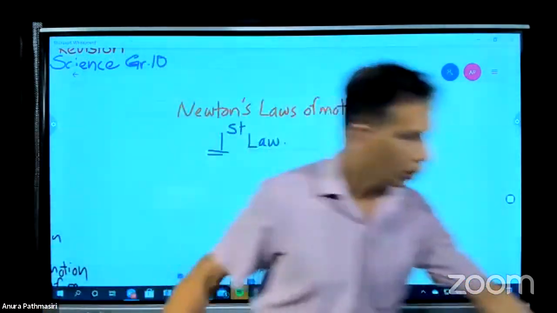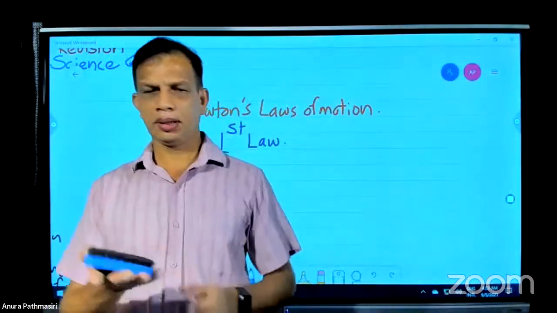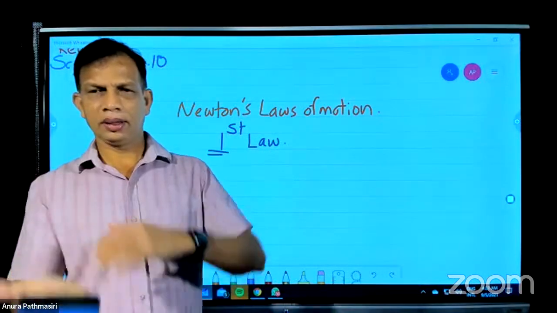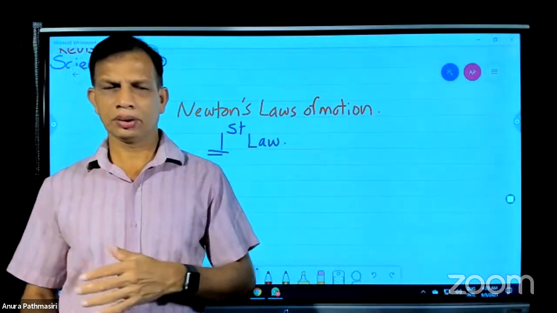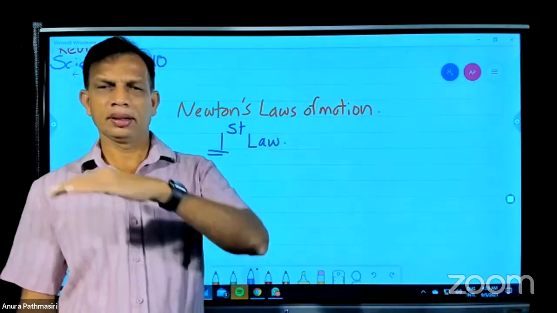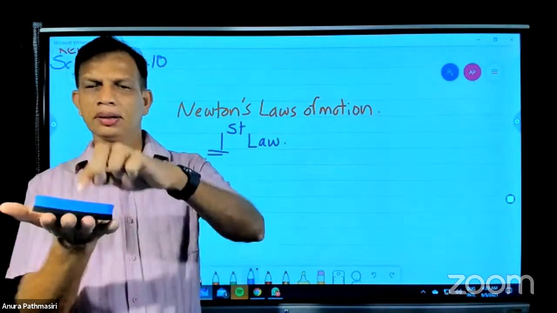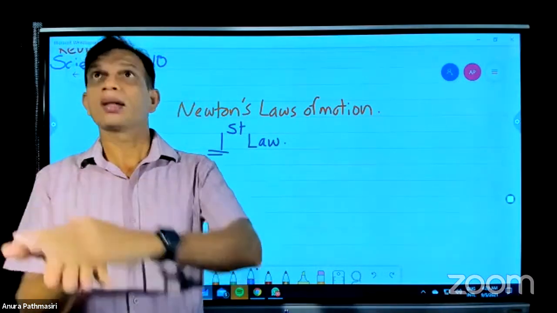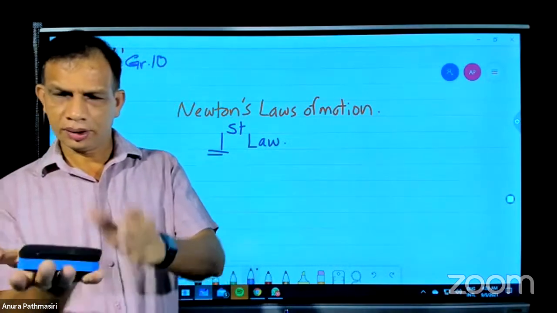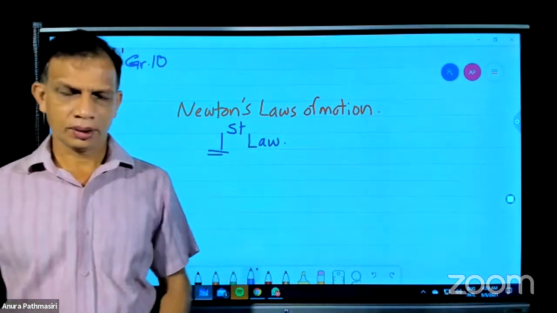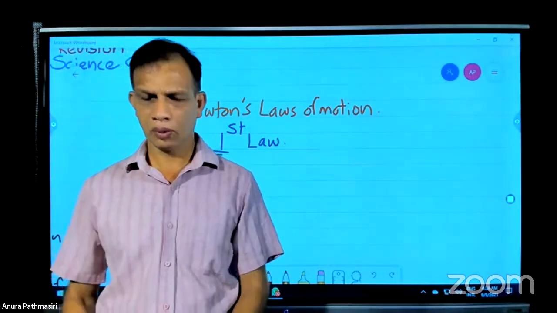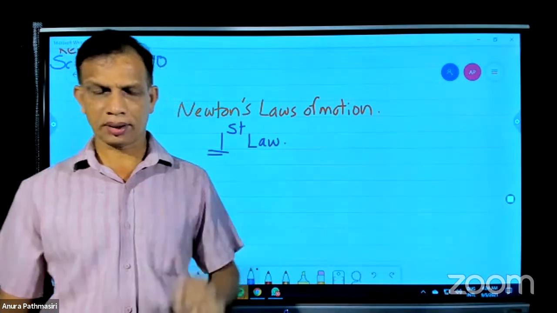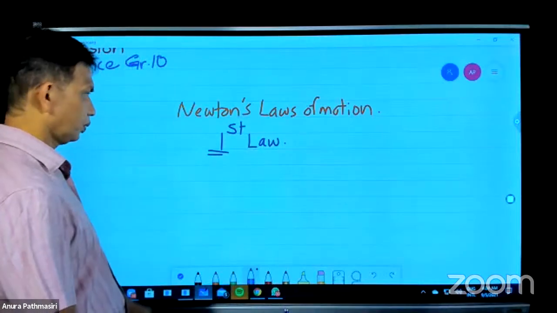At the same time, if I have my duster in my hand, and I take my hand upward and then stop my hand suddenly, the duster moves up. Why? The duster did not stop there. It went up when I stopped my hand. So two things are there. One, there is an object which is stationary.